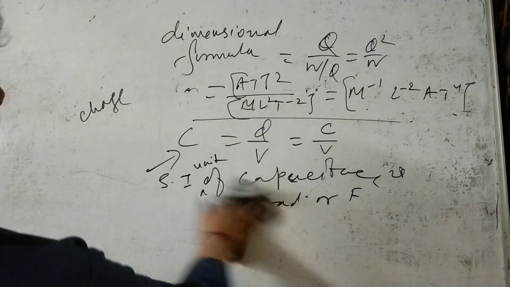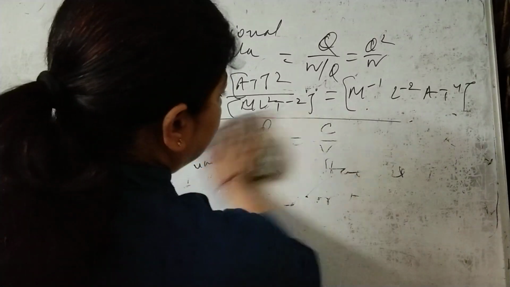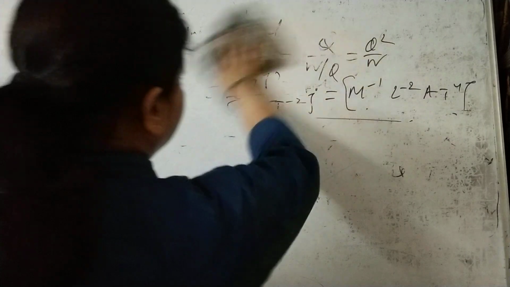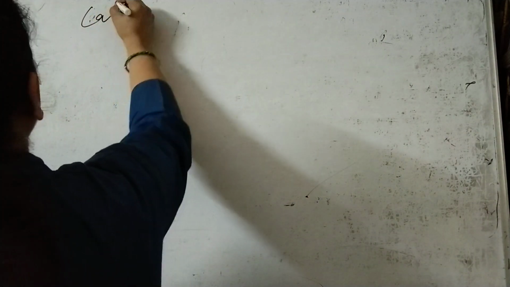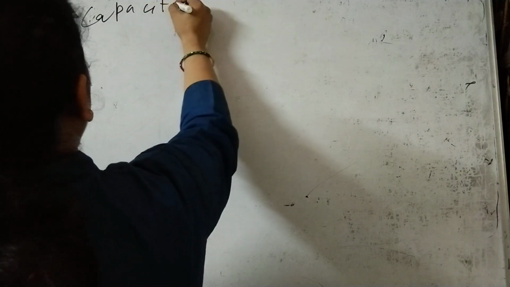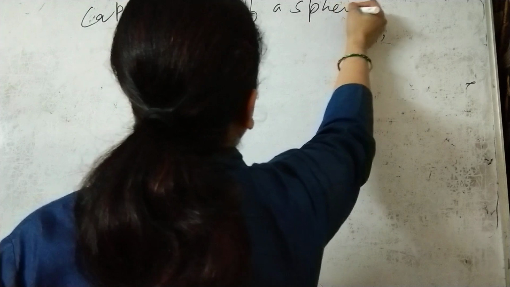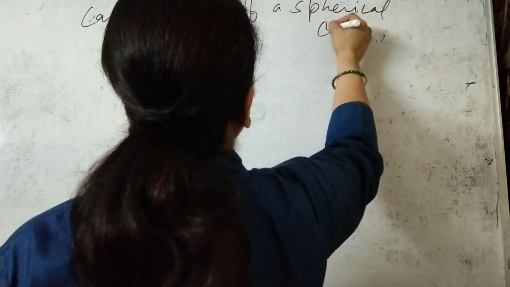Now the capacitance of a conductor depends upon the shape, size and many things, which we will find out later. We are going to study it in detail when we do the capacitor. But today let's find out the capacitance of a spherical conductor.